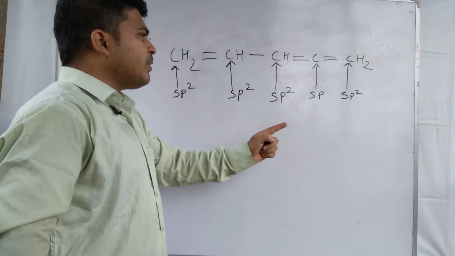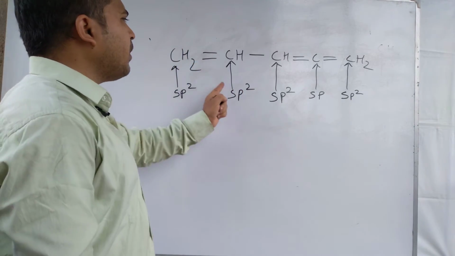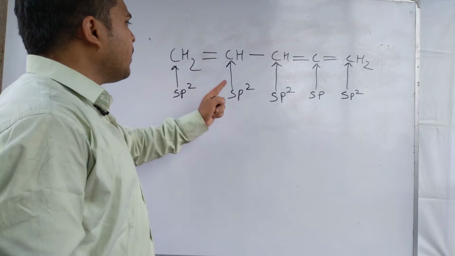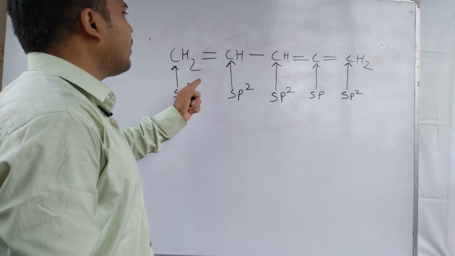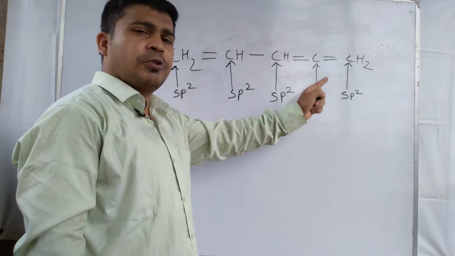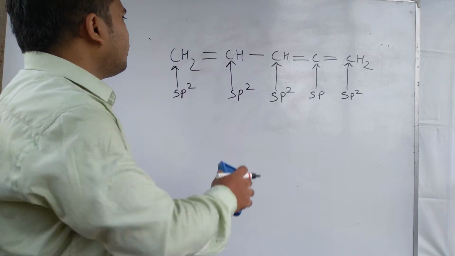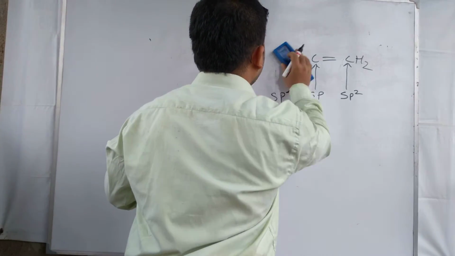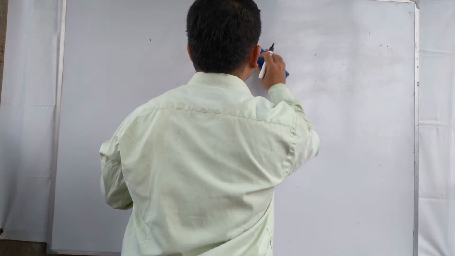So this is the determination of hybridization for each carbon atom that we have done here for this molecule. Now we see another important compound where an oxygen atom is also present along with the carbon atoms.